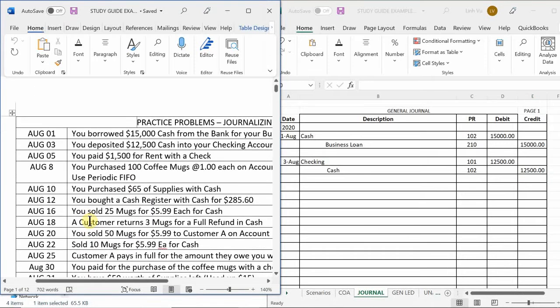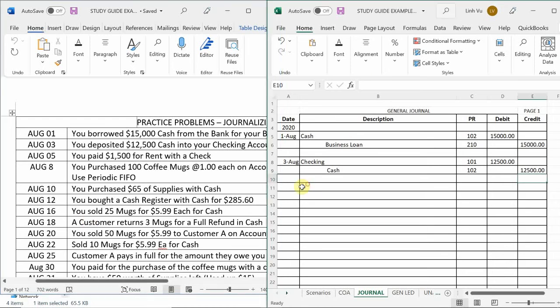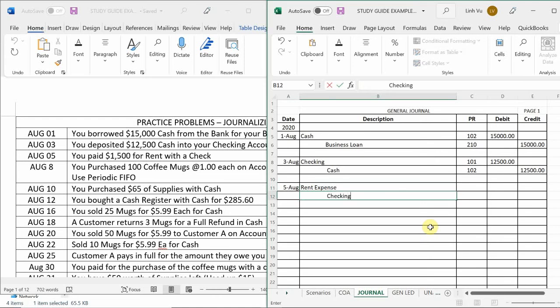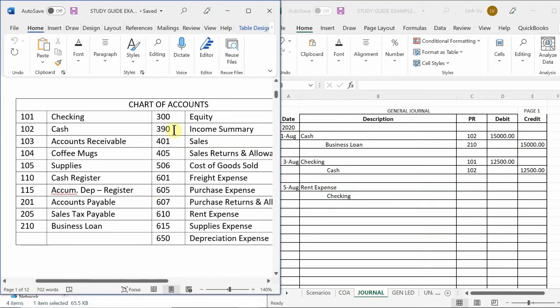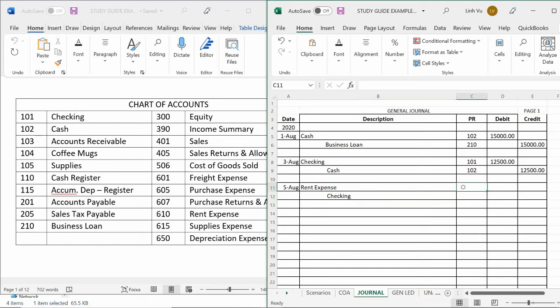August 5th, you paid $1,500 for rent with a check. Rent and checking. Rent expense and checking. Okay, so let's take a look at my chart of accounts. What number is my rent expense? 610. Checking 101 for 1,500. Okay.